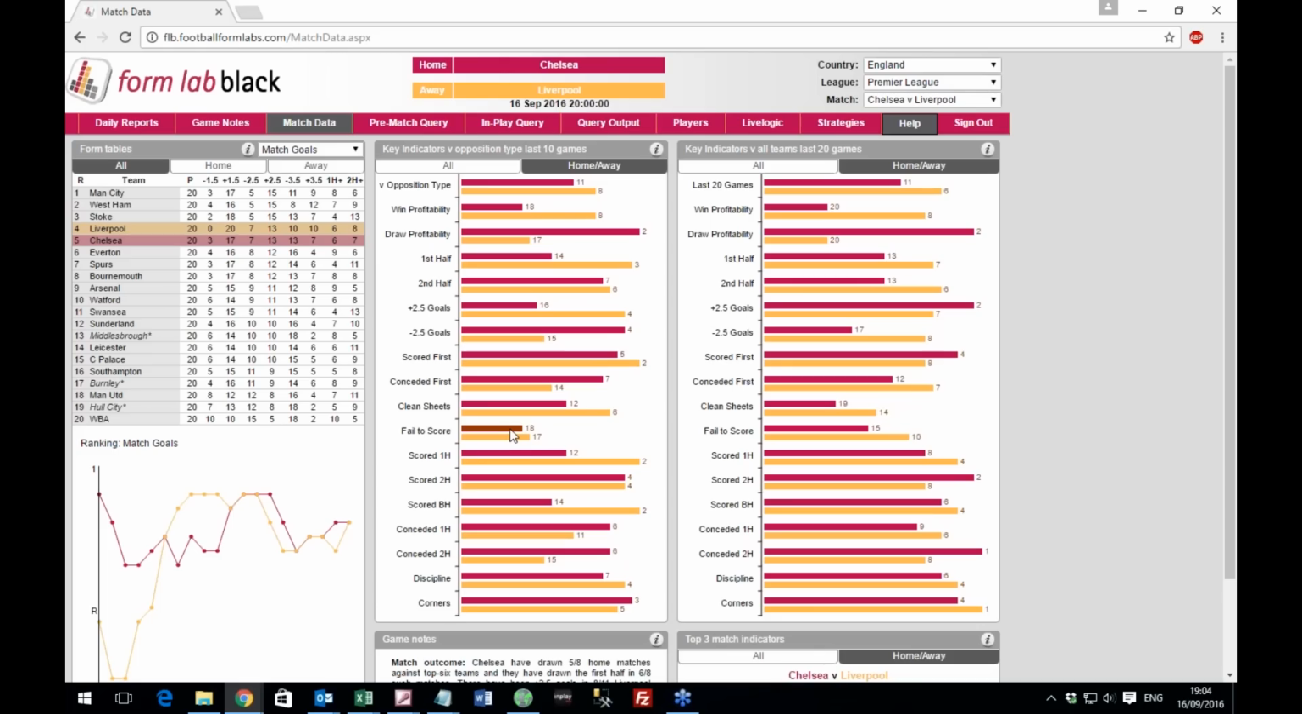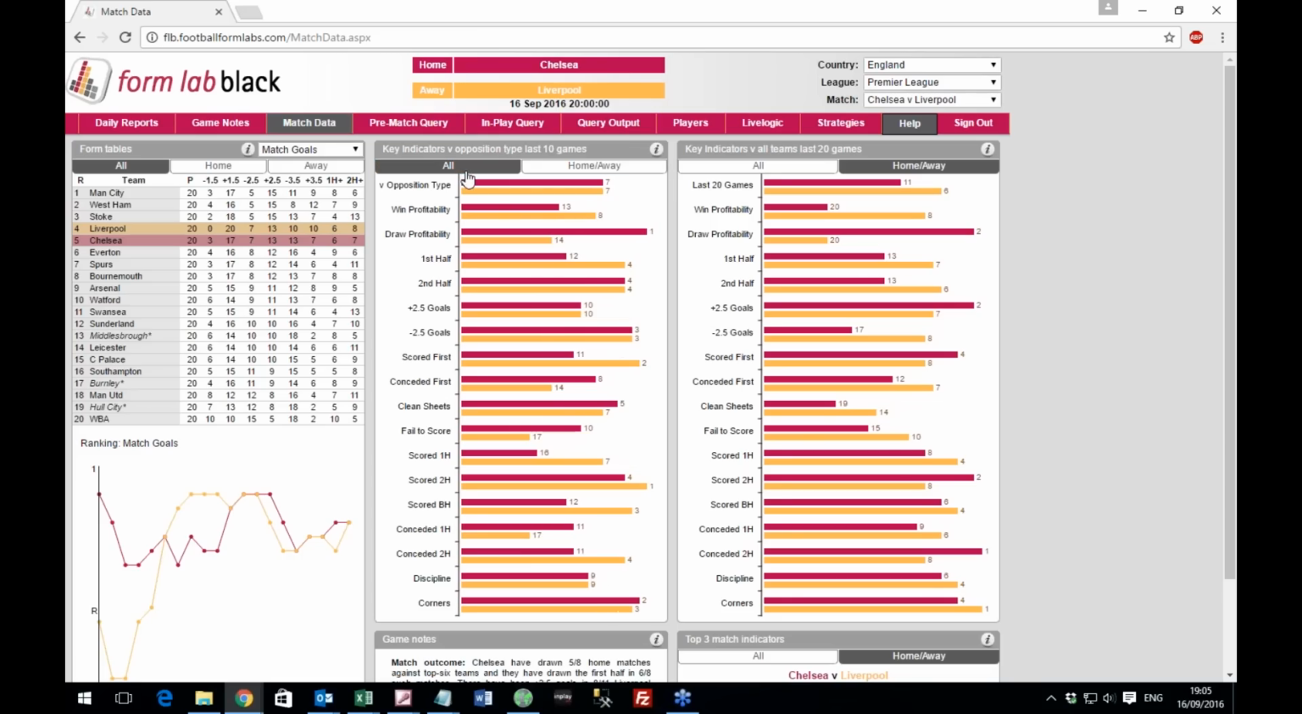We can see here they're both very lowly ranked for fail to score. That means that they usually do score, because they rarely fail. So Chelsea have scored in 9 of their last 10 against top 6 teams at home, and Liverpool have scored in 8 of the last 10 away against top 6 teams.